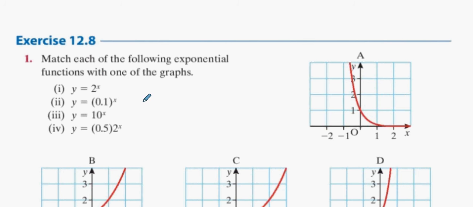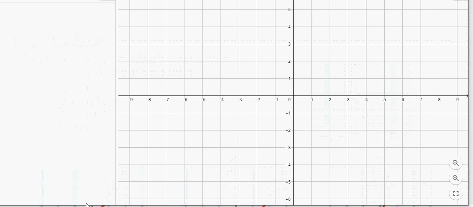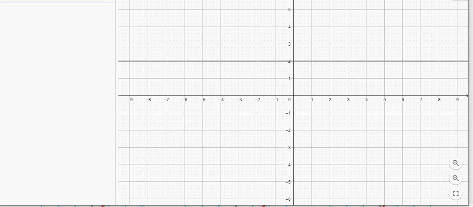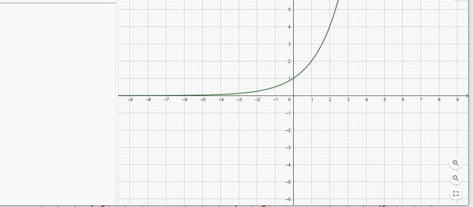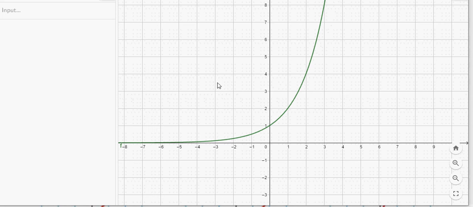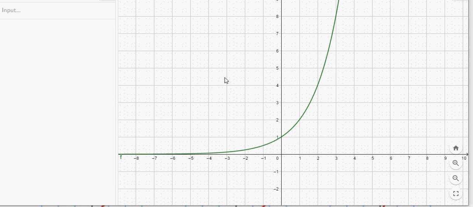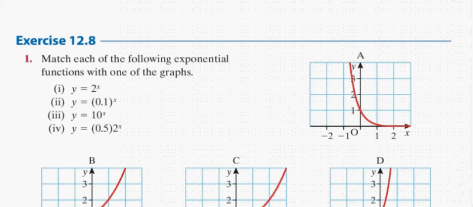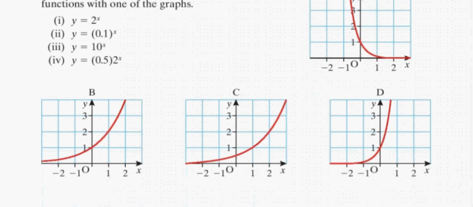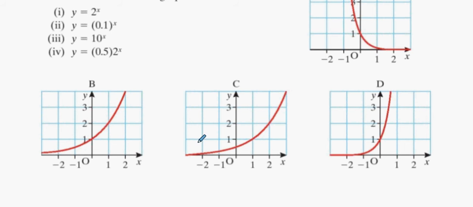12.8, question 1. Alright, really quickly. Y equals 2 to the power of x. Is that the first one? Yeah. Okay, so does everybody see what it looks like? Which one does it match up to? Which one in the question does it match up to? It could either be B or C. What's the best way to find out?